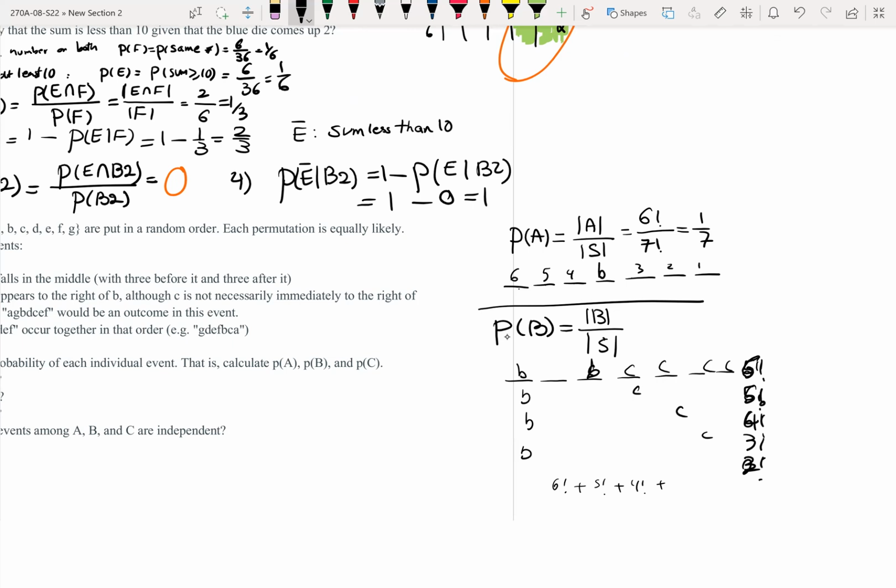So let's discuss it. If your B is sitting in the first place, you have exactly 6 factorial cases where the C is sitting on the right side. And then if B is in the second place you have 5 factorial, then 4 factorial, 3 factorial, 2 factorial, and then 1 factorial, right? Do I have 1 factorial left or no?